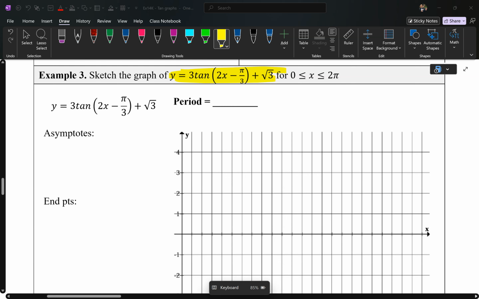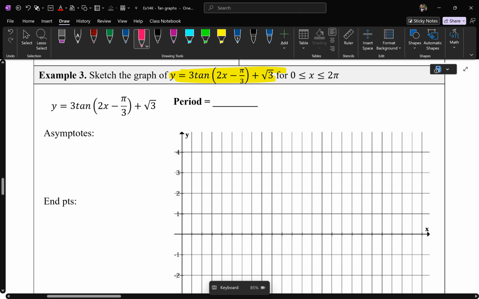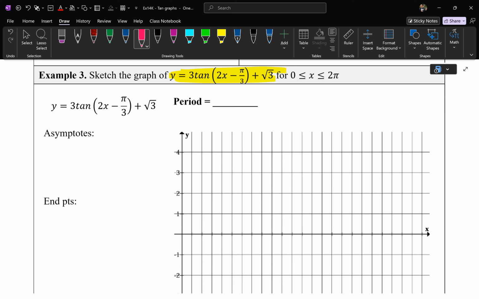Tan graphs. What is the period formula for a tan graph again? Can I please have Jason? It is pi on n. So write it down if you've forgotten. For tan graphs, one revolution does not take 2 pi to make one cycle again. It's pi, whereas sine and cosine is 2 pi on n. That's the difference.